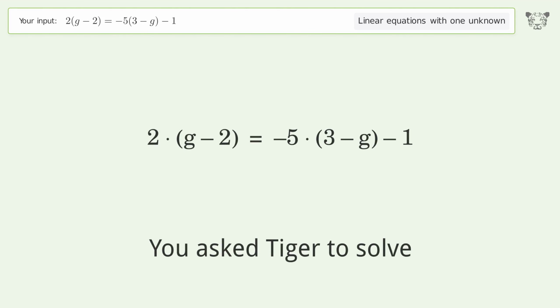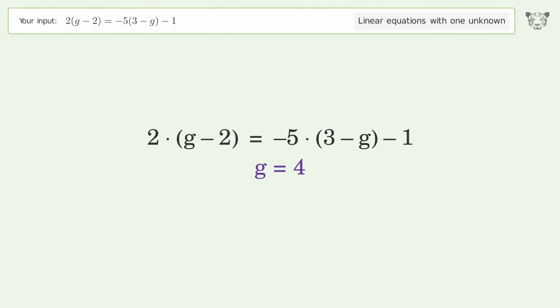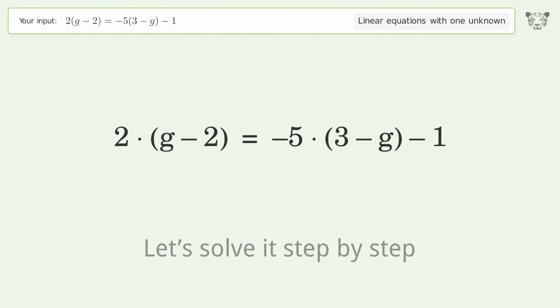You ask Tiger to solve. This deals with linear equations with one unknown. The final result is g equals 4. Let's solve it step by step.